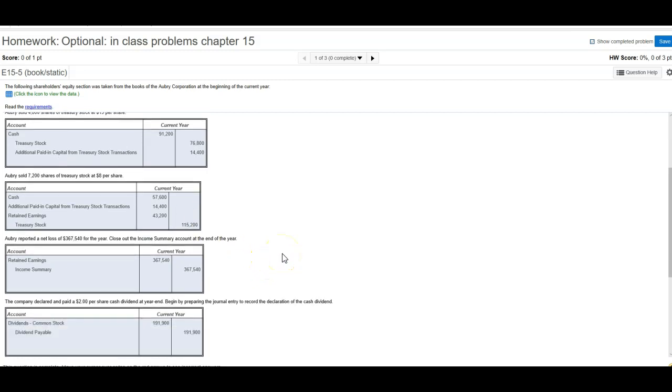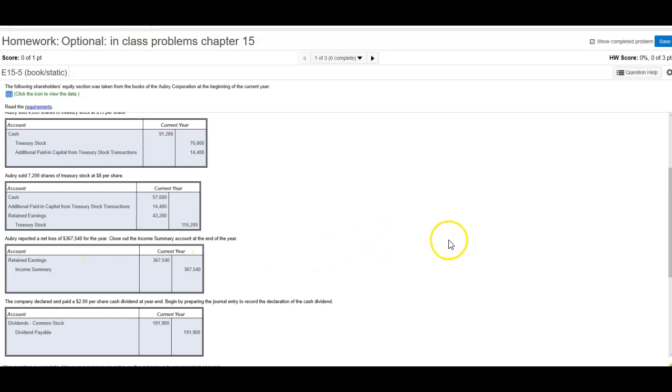In the next step, we have a net loss for that year, and so we have to close out the income summary account. We just assume that the income summary is going to have a credit balance after doing the other closing entries, and so we debit retained earnings. That reduces retained earnings, which normally has a credit balance.